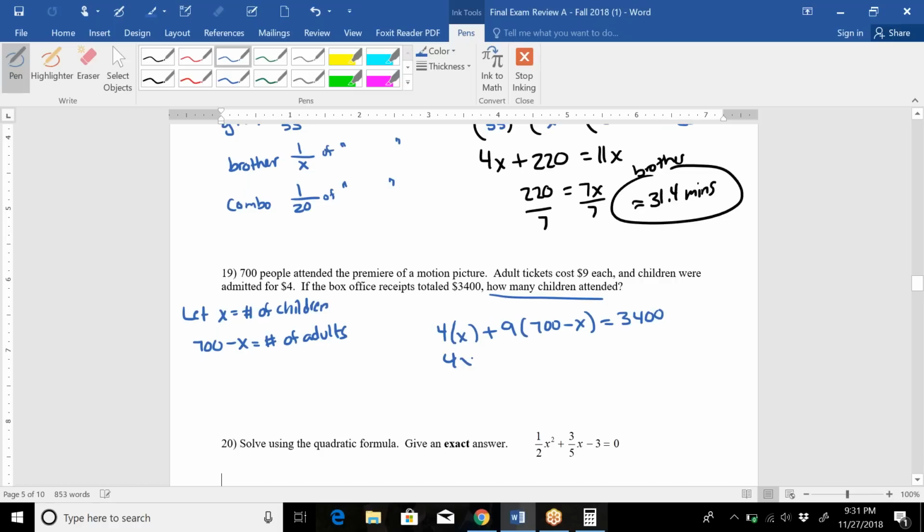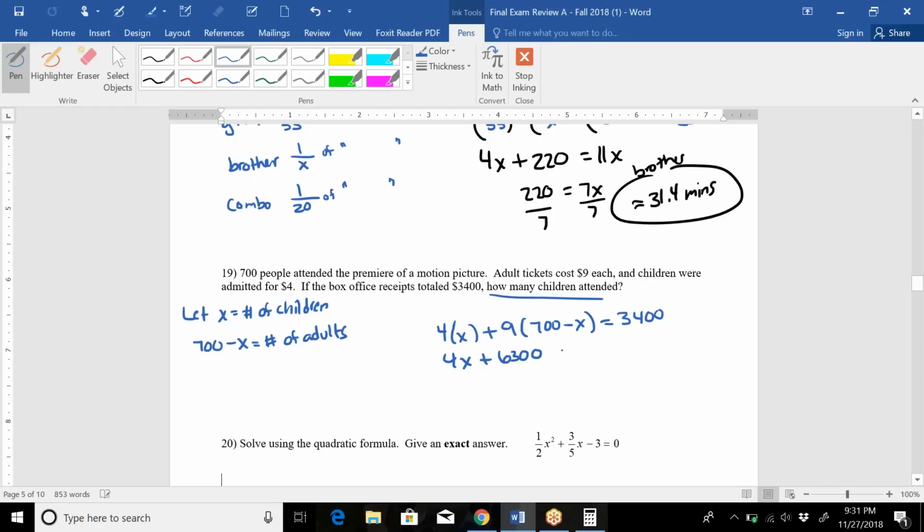So 3,400 minus 6,300. Oops, sorry, I did not get that other zero. 3,400 minus 6,300 is negative 2,900. So negative 5x equals negative 2,900. When we divide, that's going to end up being positive, and it's 580 children. And that's all we asked you for. We did not ask you for the number of adults, but if you needed that, you could just say 700 minus the 580.